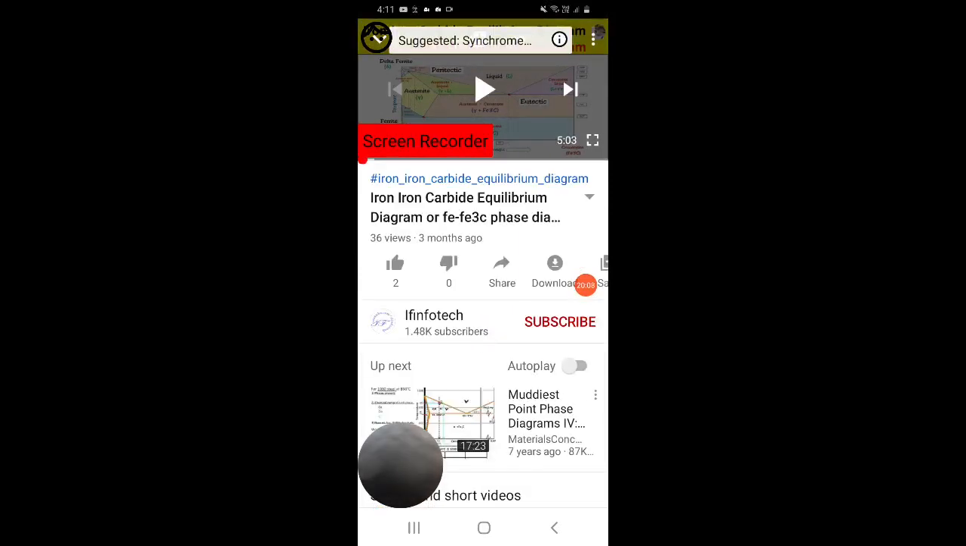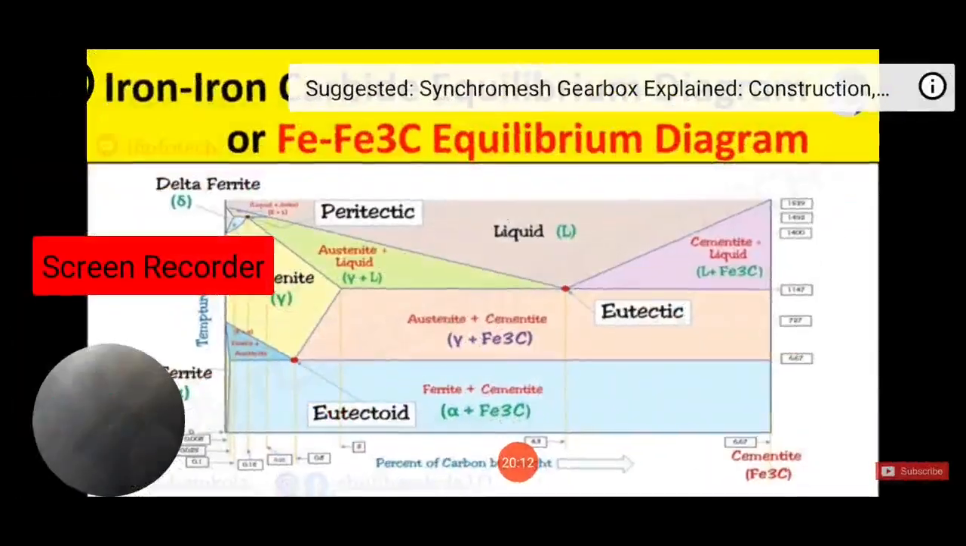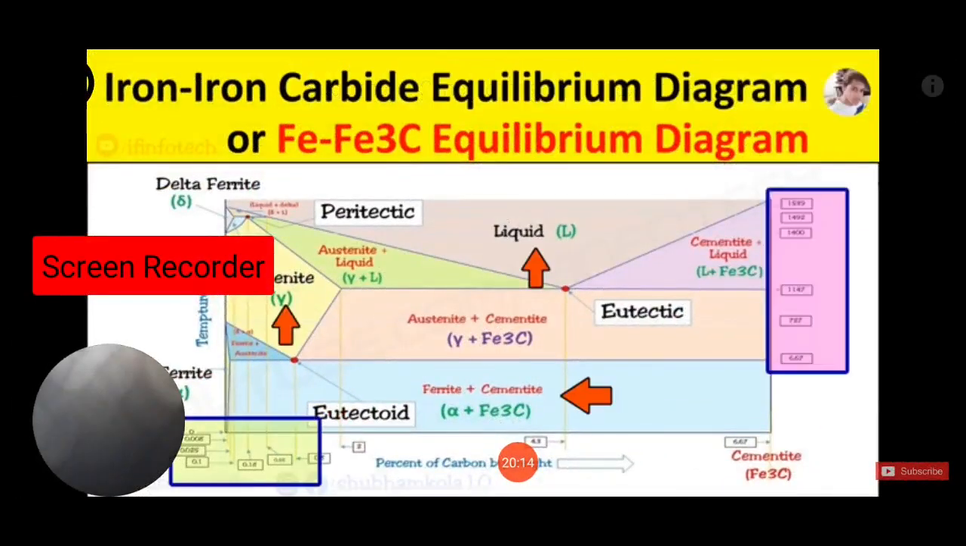Hello everyone. The importance of the equilibrium diagram is to show the phases present at different compositions and temperatures under equilibrium conditions. Here, equilibrium condition means slow cooling condition.